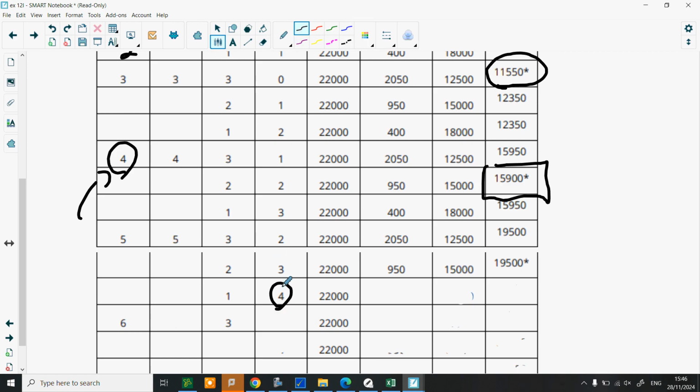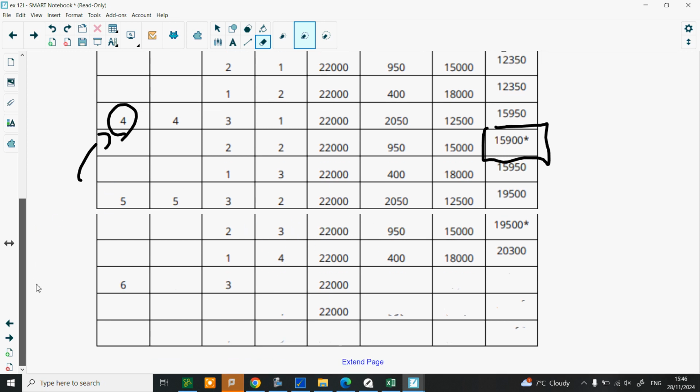Now, what about the next one, guys? What's the least expensive 4-year deal? The least expensive 4-year deal? 15,900, yeah? And we're going to keep it for 1 year, aren't we? 1 year of maintenance, 18,000 resale, add them together, add that one to that one, to that one, take away that one, and what do we get? Anybody? 20,300.